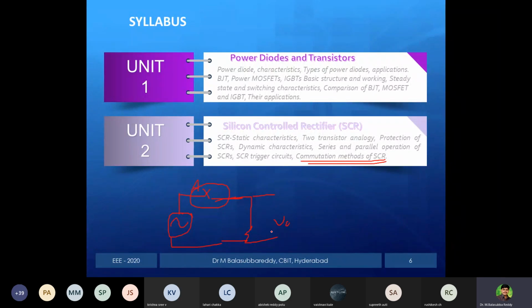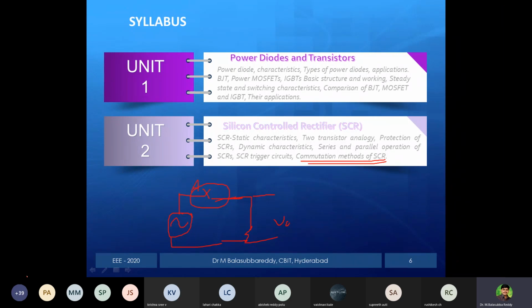There are two types of commutation circuits: natural commutation, and another one, forced commutation. Commutation means the process of turning off the device. We call it commutation. So what is the process of turning off the device? How is the device going to be turned off? Once the device is on, we don't have any control. Like a diode, once the thyristor is on, it functions the same.